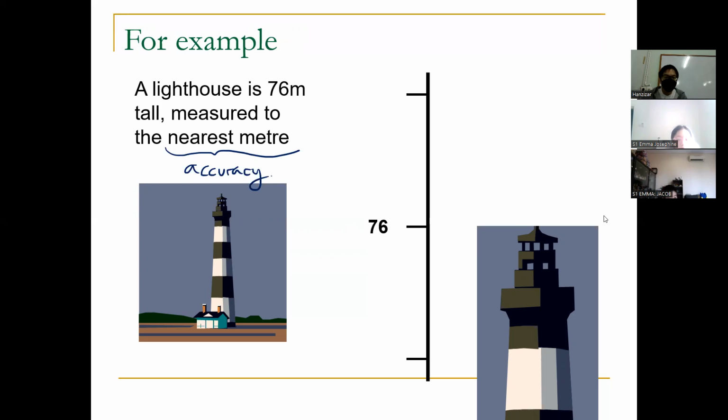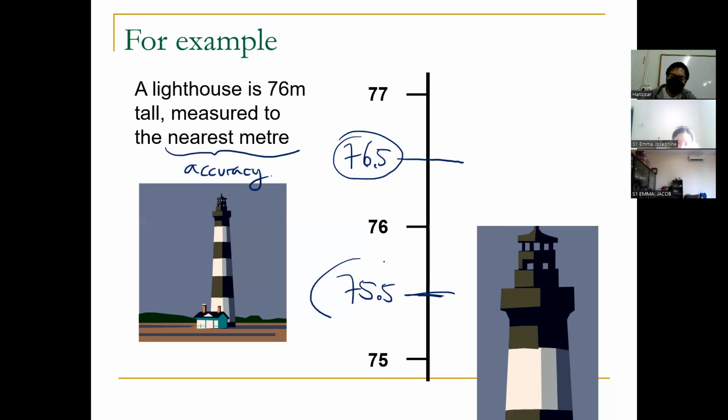So the minimum error is 75, and the maximum error is 77. But again, to the nearest meter, you need to halve it. So what is the number here? Yeah, 76.5. How about this? So this is the range of error. 76, go up by 0.5, go down by 0.5. It can be 1 on the accuracy, right? So this is the limit of accuracy.